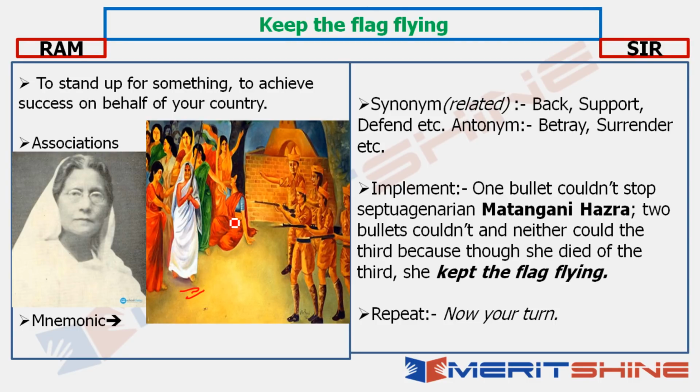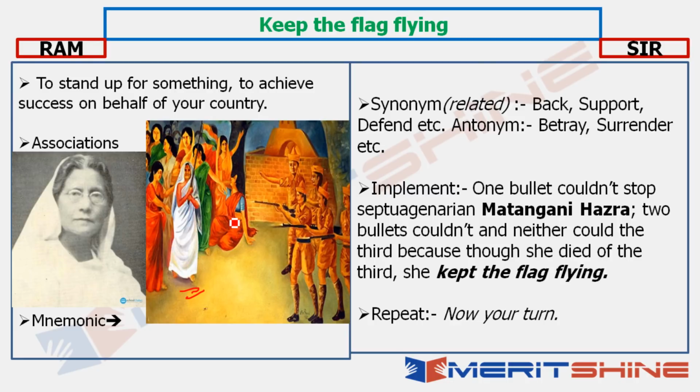During the 1942 Quit India movement, she led a procession of 6,000 people, more than half of them women, towards Tamluk police station to take over the police station non-violently. But as she approached, police shot her once. She was leading, so she was shot. She was shot in the arm.